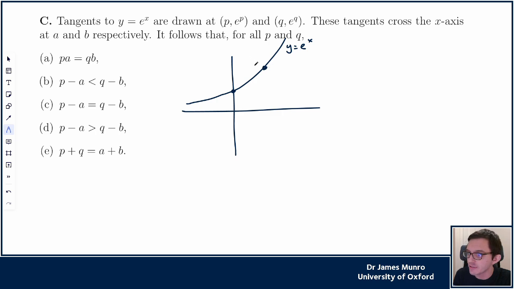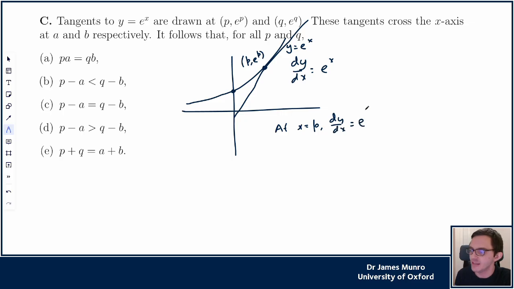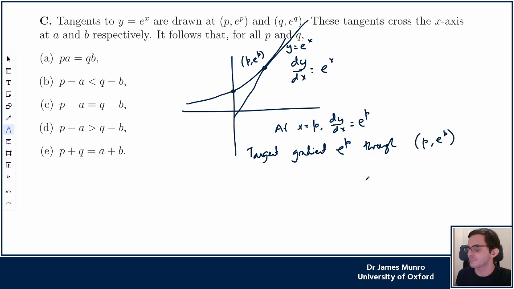So if I mark on a point p, e to the p, that's got x coordinate p, and maybe the tangent looked something like... Well, that's not a very good picture of the tangent, but hey, we can work out the tangent, right? We know how to differentiate y equals e to the x. That has dy/dx equal to e to the x as well. So at x equals p, the gradient is equal to e to the p. So this tangent line has gradient e to the p, and it goes through the point p, e to the p.